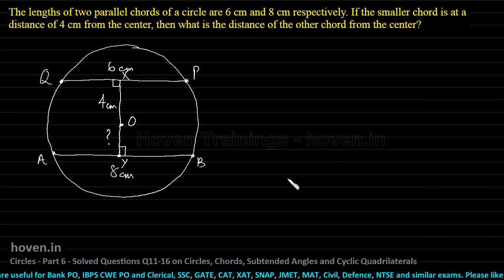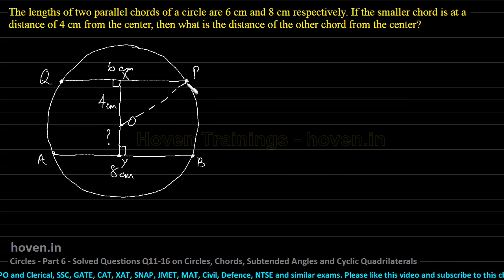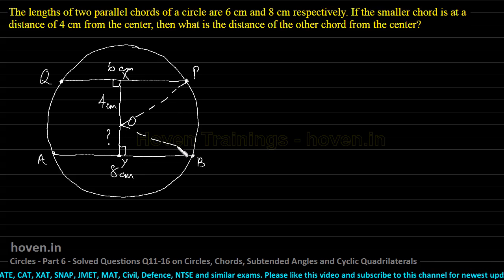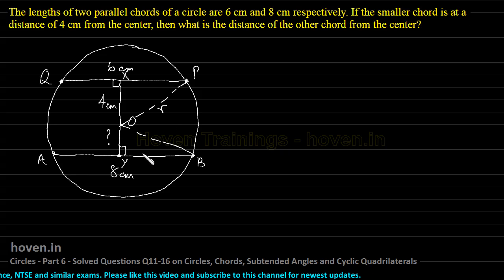This question can be easily reasoned out. We'll start by joining O to P and also join O to B. We observe that OP is the radius of the circle, so we can mark it R. OB is also the radius of the circle, we can mark it also R, which means this is equal to this.